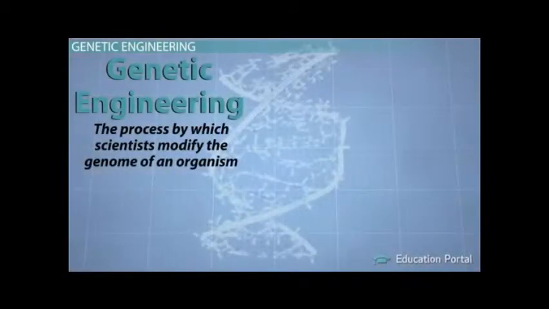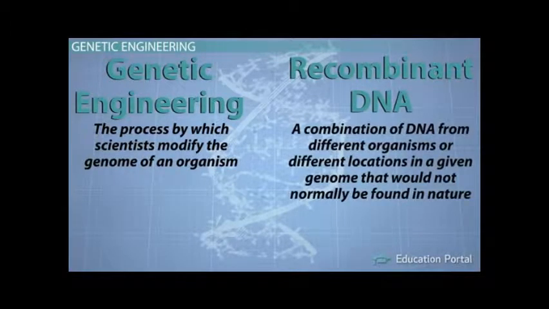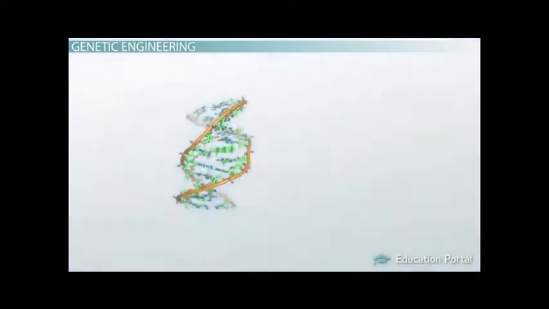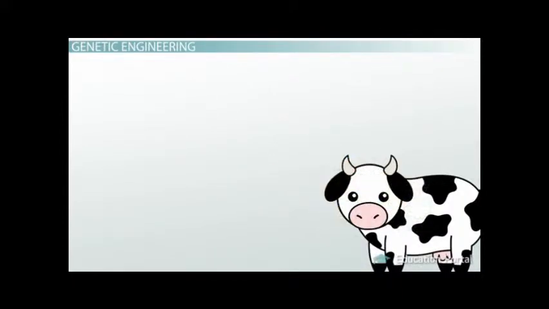Genetic engineering is the process by which scientists modify the genome of an organism. Creation of genetically modified organisms requires recombinant DNA. Recombinant DNA is a combination of DNA from different organisms or different locations in a given genome that would not normally be found in nature. In most cases, use of recombinant DNA means that you have added an extra gene to an organism to alter a trait or add a new trait.